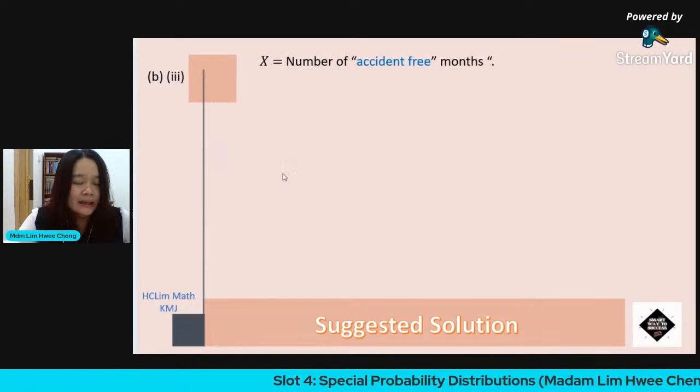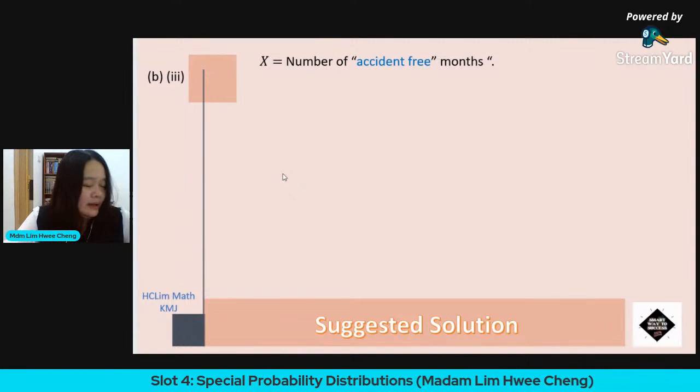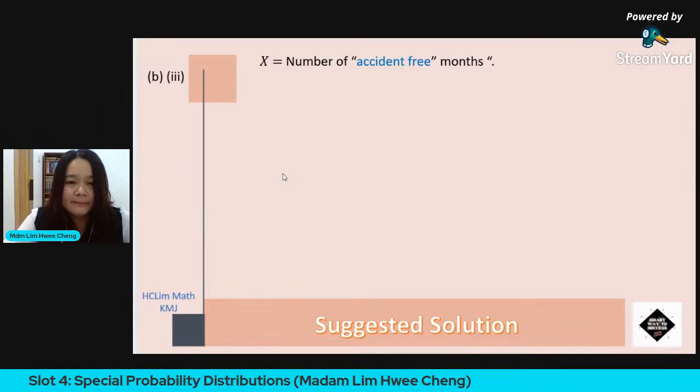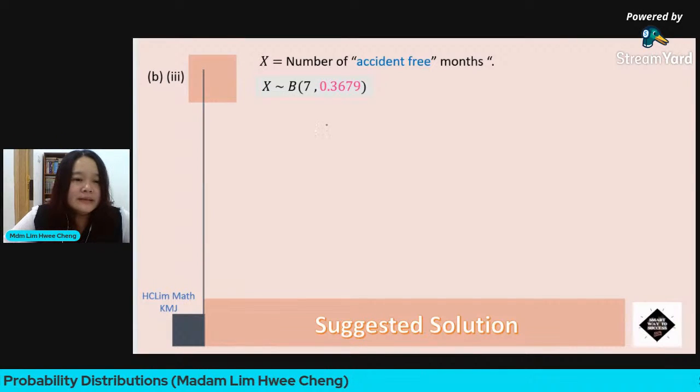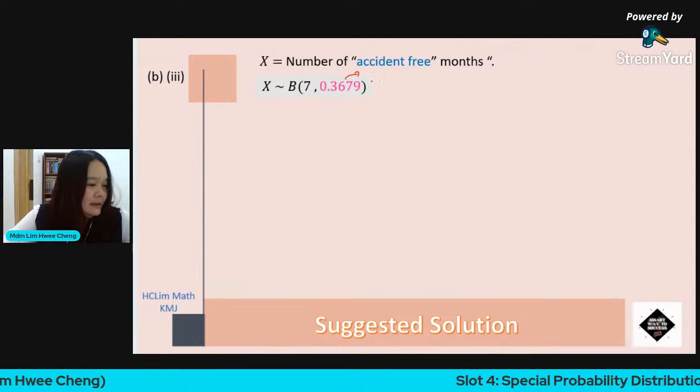Okay, so you go to the question B. Okay, sekali lagi, accident free. Okay, now they take the sample of 7 months ini. 7 is the end and this is the probability of success. Ini kita ambil dekat part atas B1.